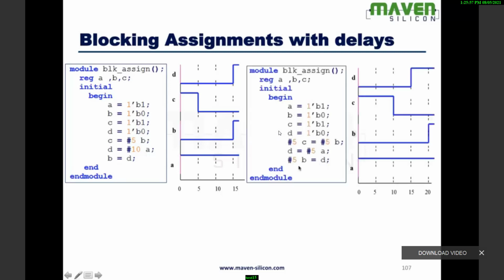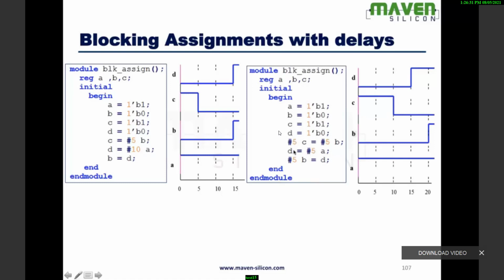Look at this example. A is 1, B is 0, C is 1, D is 0. Okay, so you can find the initial value. And C gets the value of B after 5 nanoseconds. But here there is another delay. So C is going to get the final value after 10 nanoseconds. So what is the value of B? 0. And C is going to change from 1 to 0 at 10 nanoseconds. Here, 1 to 0 happens at 10 nanoseconds. And 10 plus 5, 15.